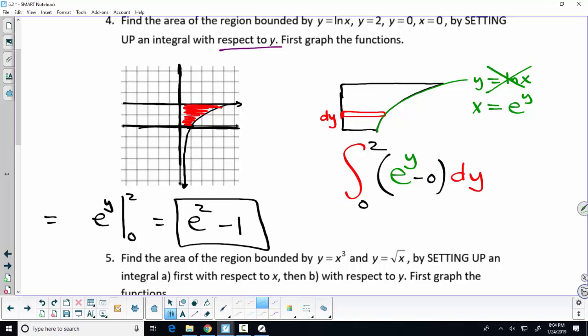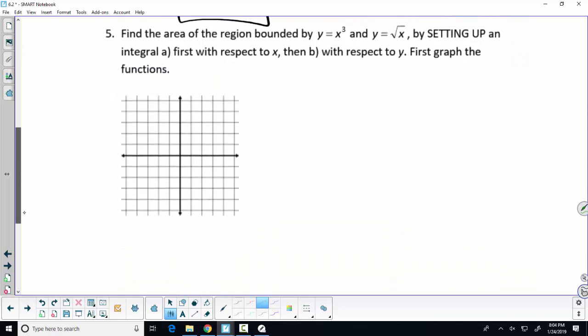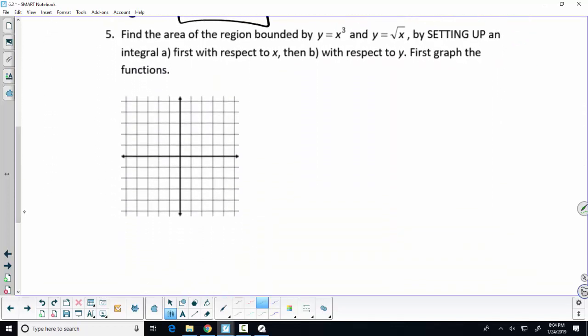Y'all have any questions on that? All right, I want you all to try number 5. Set that integral up with respect to x, and then set another integral up that takes care of the area with respect to y. Sometimes you can use both.